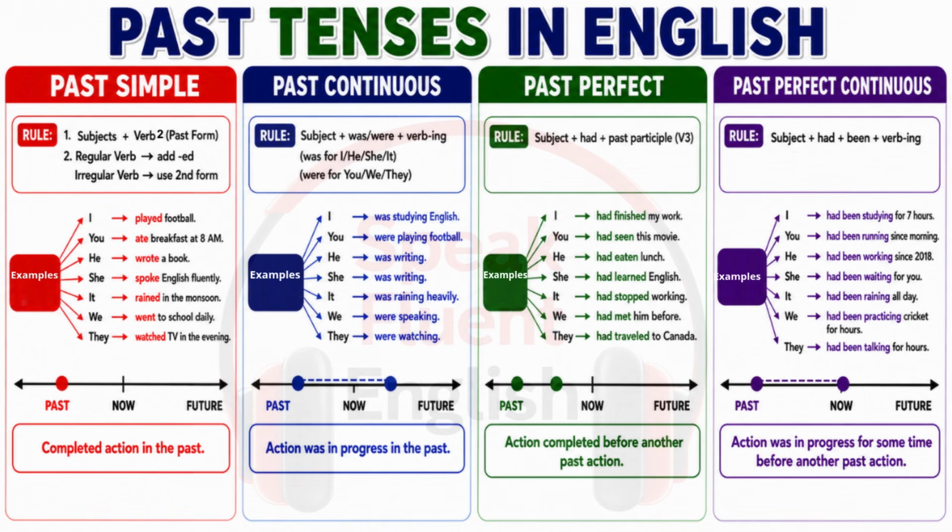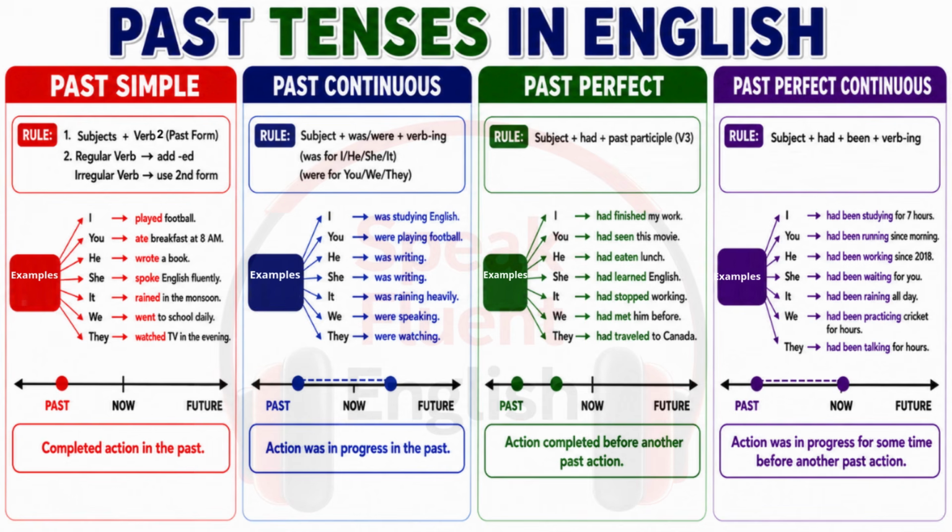Now, past perfect. We use the past perfect for actions that were completed before another action in the past. The rule is subject plus had plus past participle, or V3. For example, I had finished my work.